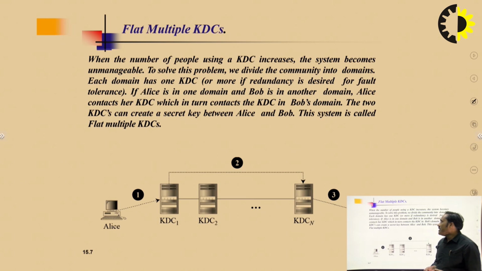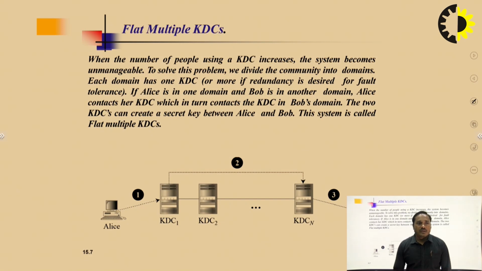So in flat multiple KDC, we are going to create a number of KDCs through which we can create a secret key between Alice and Bob, and through which we can communicate the data or information. This type of key management is used when you are going to share information on a larger scale. Then we require KDC 1, KDC 2 and so on. So in this flat multiple KDC, we manage the KDCs through which Alice and Bob can communicate.